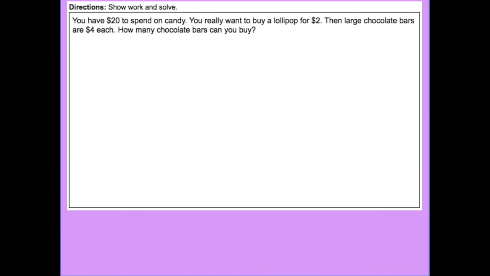Very last one. So this is more of a logic problem. You could write an inequality for it, but you don't need to. You have $20 to spend on candy. You really want to buy the lollipop for $2. Then large chocolate bars are $4 each. How many chocolate bars can you buy? So we're starting with 20 bucks, and we have to buy that lollipop first. So we have 18 left. All right, I have $18 to buy candy bars that are $4 each.